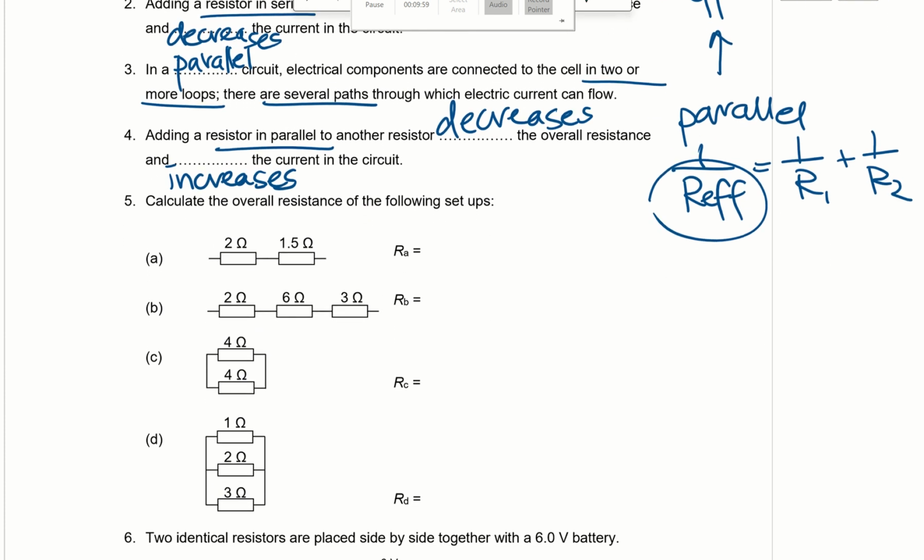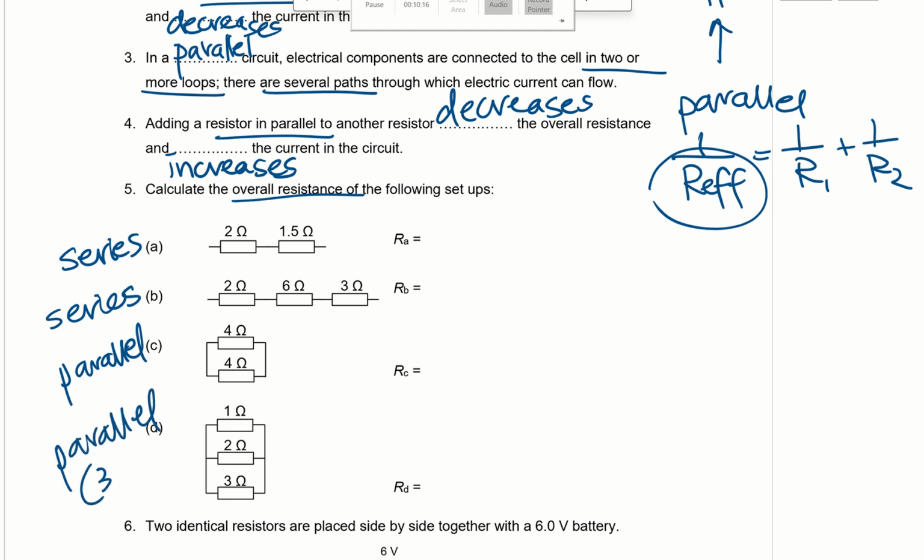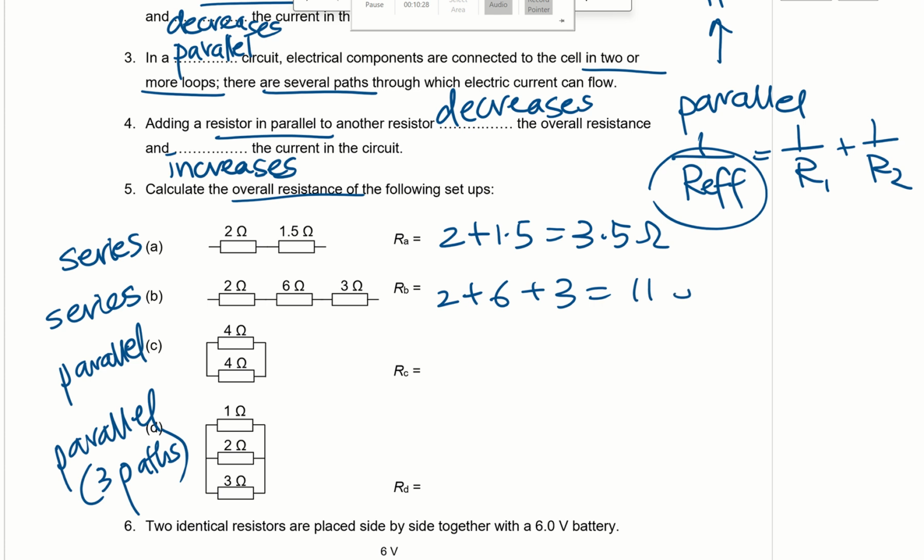Okay, so now can we calculate the overall resistance of the following setup? First thing that you need to know is that this is a series. The second one also series. This is parallel because there are two paths, and this is parallel because there are three paths. Okay, so this will be simple. 2 plus 1.5, you get 3.5 ohm. This is 2 plus 6 plus 3, we get 11 ohms.